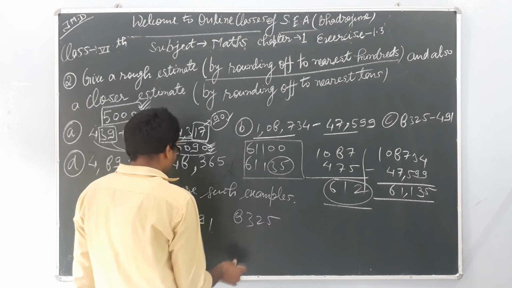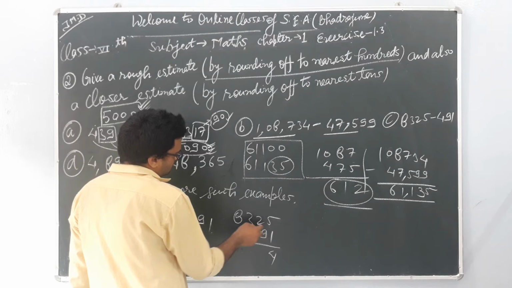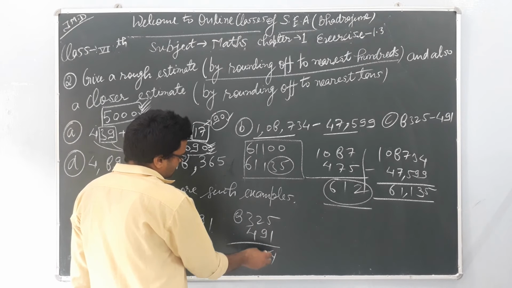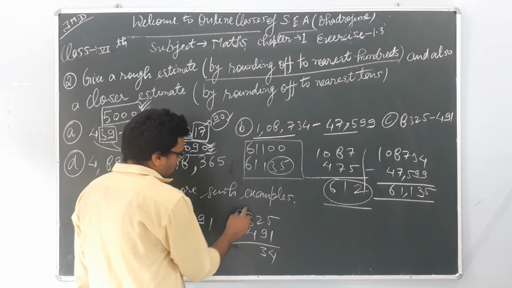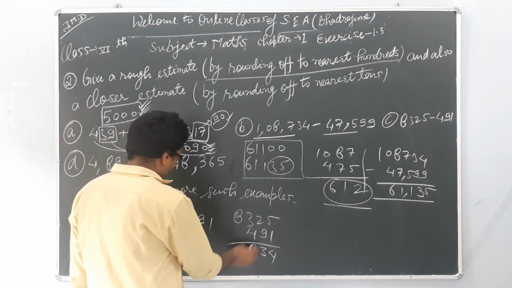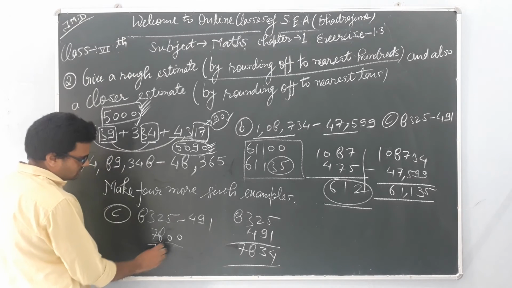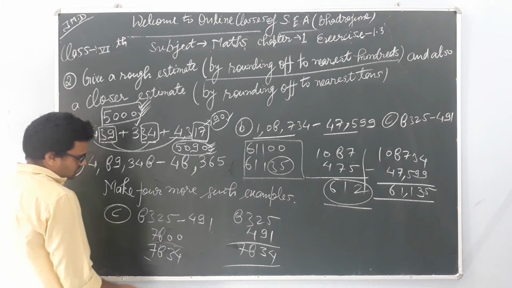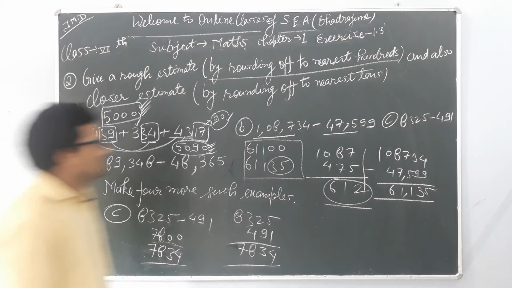83 to 5, 491. This is our 4, this is 12, 12 minus 9 is 13. And now this is 2, 12, 12 minus 4 is 8. Okay, this is 8 and this is 7. So our answer will be 7,834.